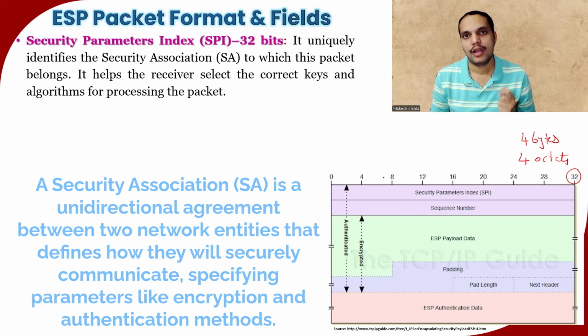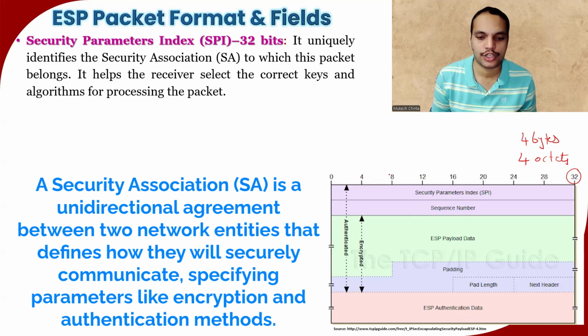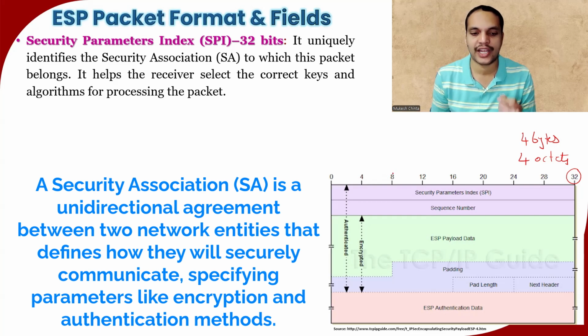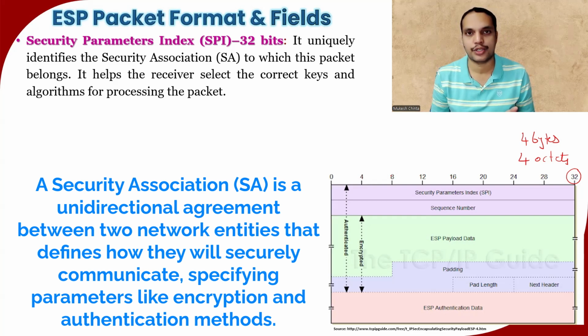If you are wondering what we mean by a security association, in IPSec, a security association or an SA is a unidirectional logical connection that defines the security parameters such as the encryption algorithm, authentication algorithms, and the key sizes that are to be used for secure communications between the two endpoints. That is what we call a security association. This SPI is going to uniquely identify that SA under which this packet is to be processed.